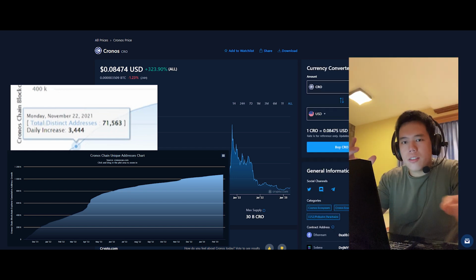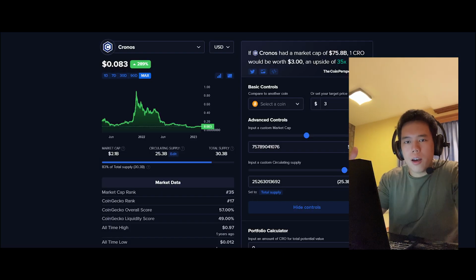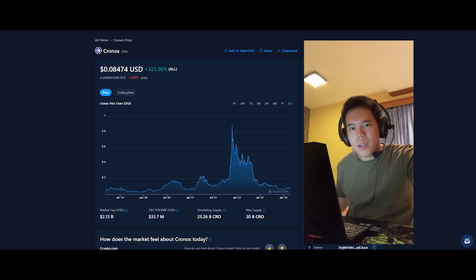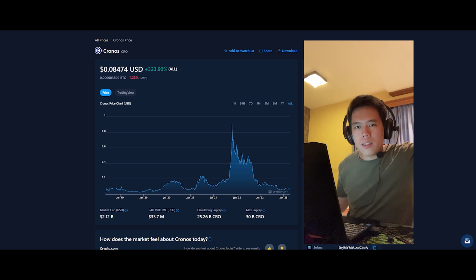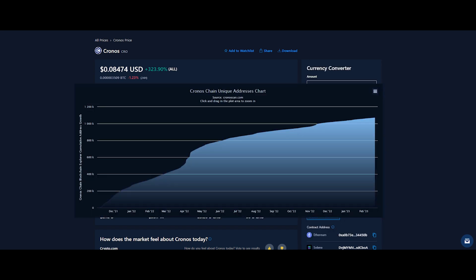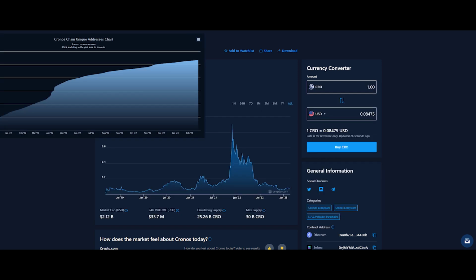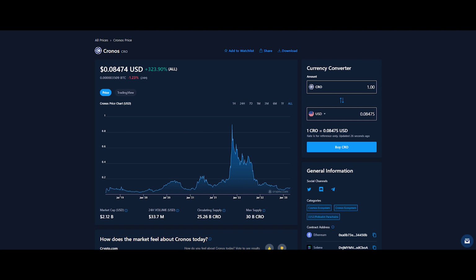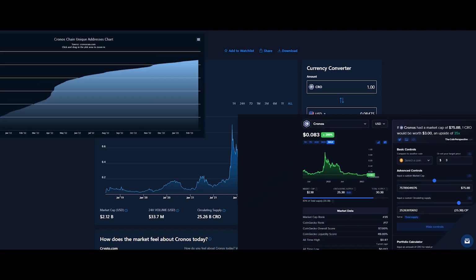If anything, I think CRO reaching $3 in price in 2025 isn't really out of the realm of possibility. Again, CRO was able to reach those high prices in 2021 with less than a tenth of the number of wallet addresses on Cronos. So now that there are over 1 million wallet addresses, I really do think that in 2025, $3 for CRO is a very realistic possibility. Not financial advice, of course.